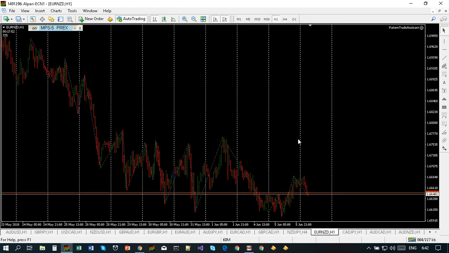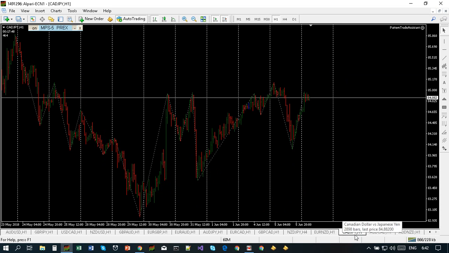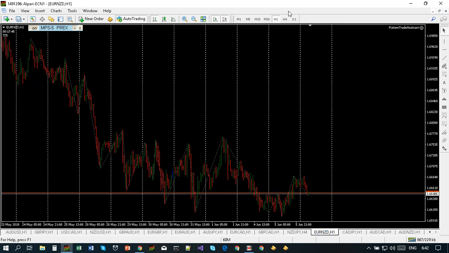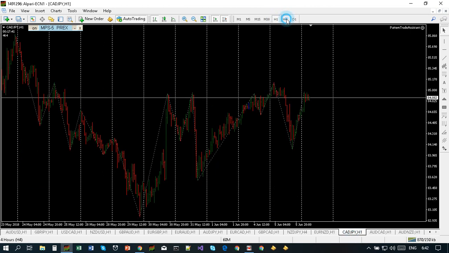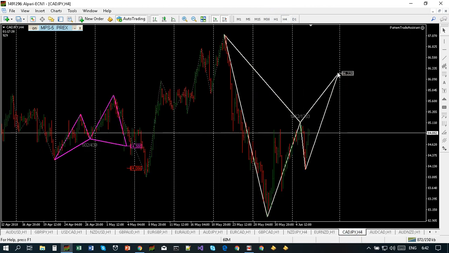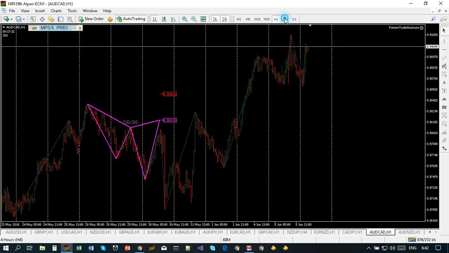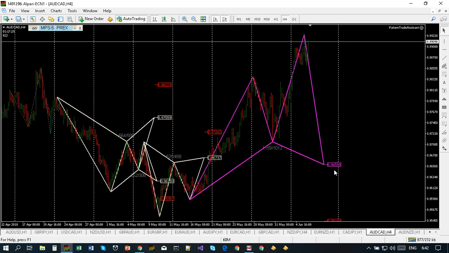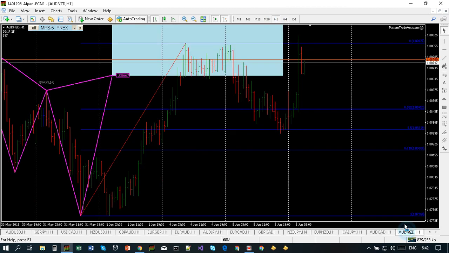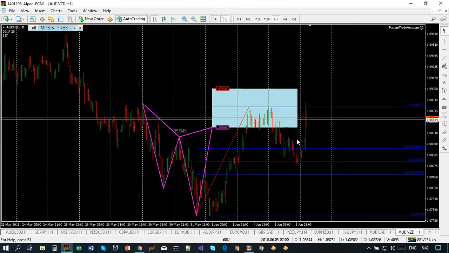And what is next? Euro New Zealand, nothing here. Canada yen, oh well. Euro New Zealand 4 hour, also nothing. Canada yen 1 hour and 4 hour, a potential unified godly at 86.22. Aussie Canadian, a potential cipher at 96.59. And Aussie New Zealand, it hit the first target.